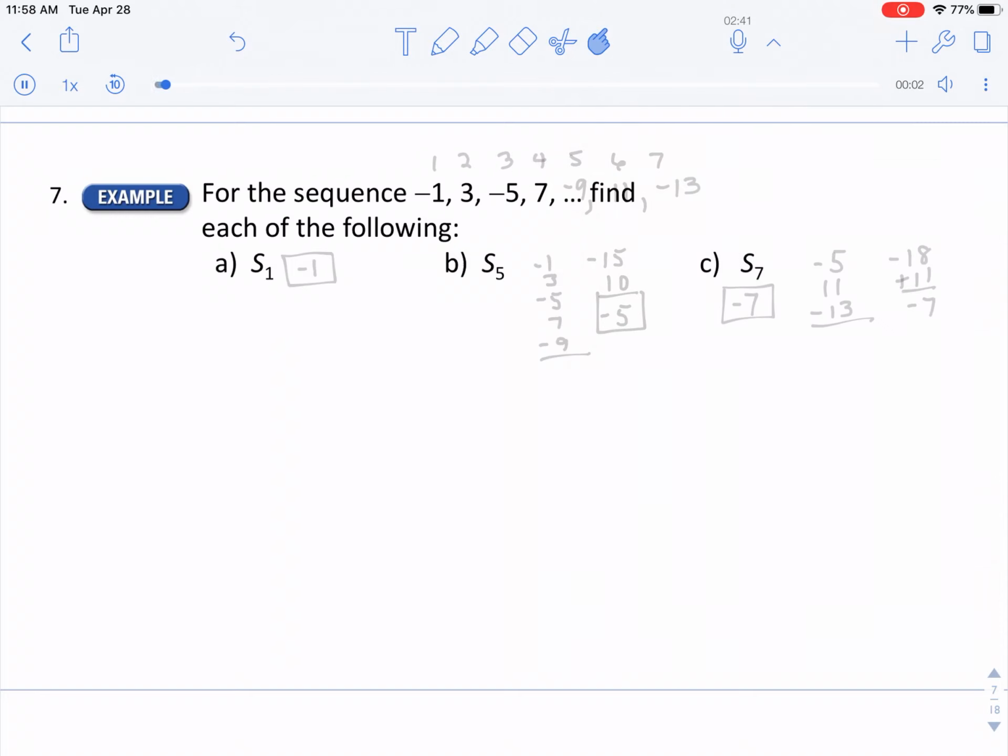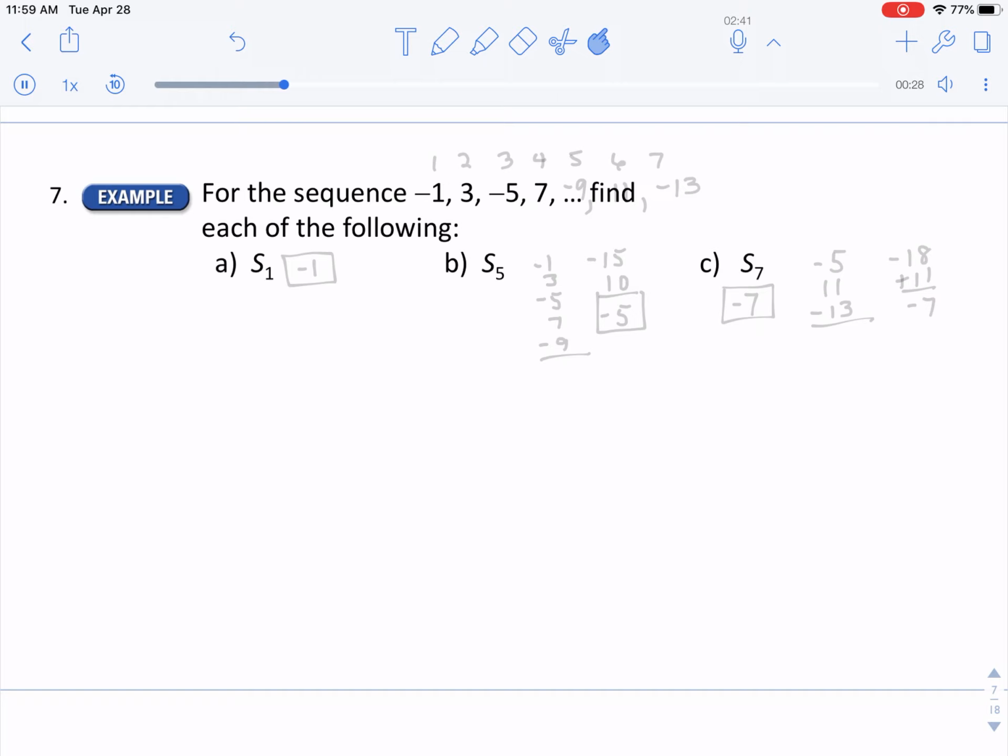This is section 8.1, problem 7. It says for the sequence -1, 3, -5, 7, ... find each of the following: the sum of the first term, the sum of the first 5 terms, and the sum of the first 7 terms. So that's symbolism. A capital S with a subscript of 1 means to find the sum of the first term, the sum of the first 5 terms for B, and the sum of the first 7 terms for C.